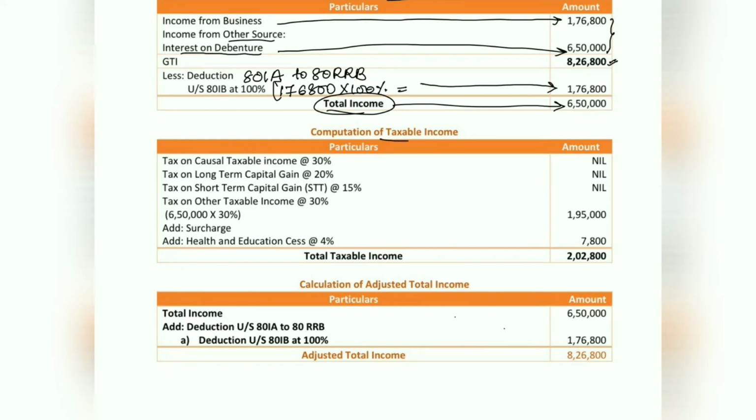So let's compute the total income of the firm. Tax on casual income at the rate of 30% is not given in the problem. We do not have any casual income in the problem. We do not have long-term capital gain and short-term capital gain in the problem. So we have taken the nil balance. Now tax on other taxable income is taxable at the rate of 30%.